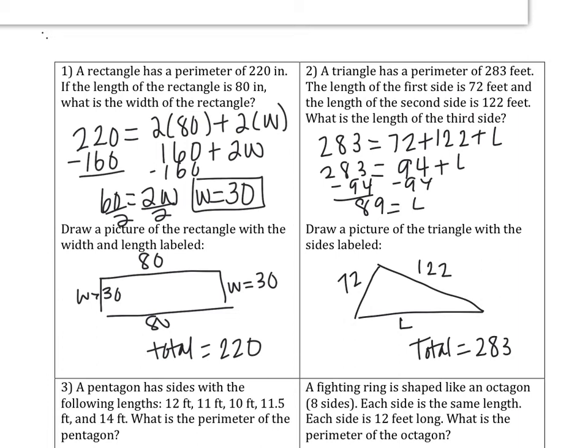So then we can go and label length equals 89. And let's see if it says what our units are. Oh, it's in feet. So that is our answer.